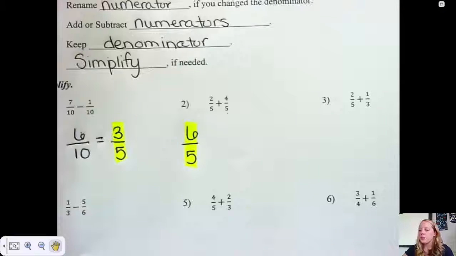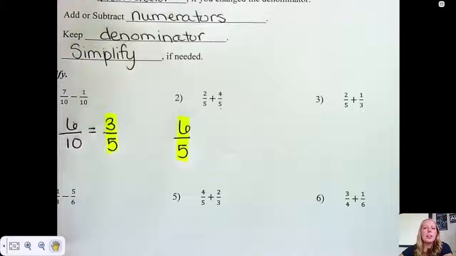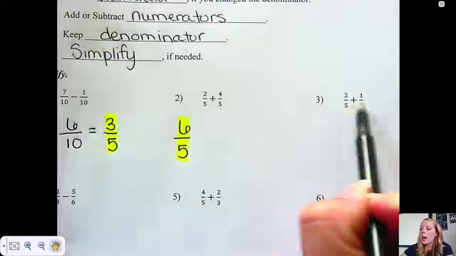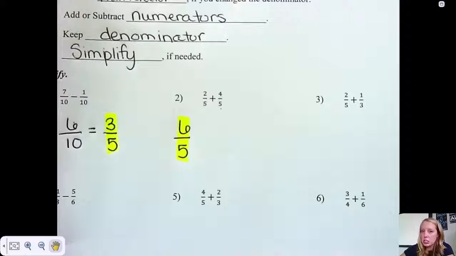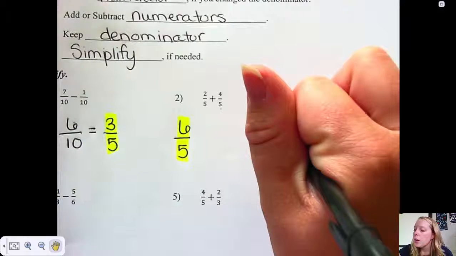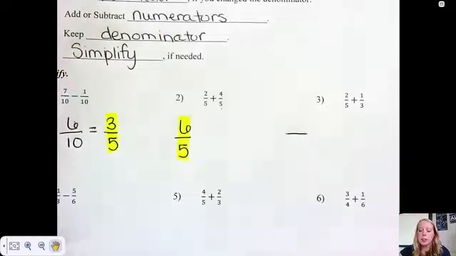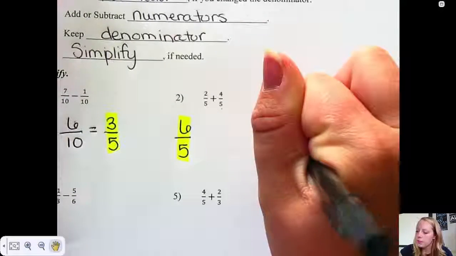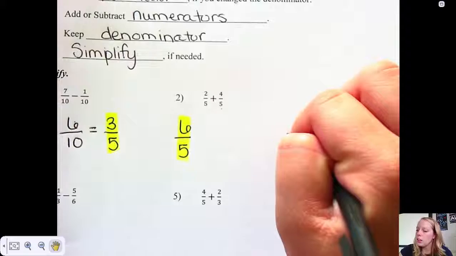On number 3, 2/5 plus 1/3. The denominators are not the same this time. So we need something that 5 and 3 will both go into. What's the smallest number? 15. So here's what I want you to do. I want you to have a fraction bar with a 15 under it. Bring the plus sign along.